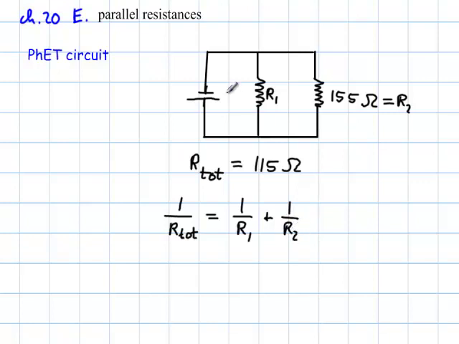And in this case, this one here is the unknown. So I do the algebra for that one. Therefore 1 over R1 equals 1 over the R total minus, as I get this here to the other side, minus 1 over R2.